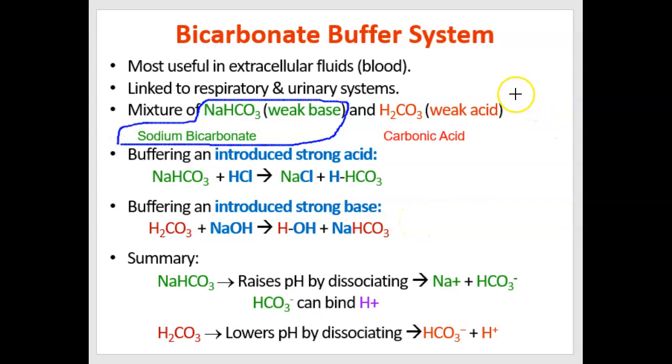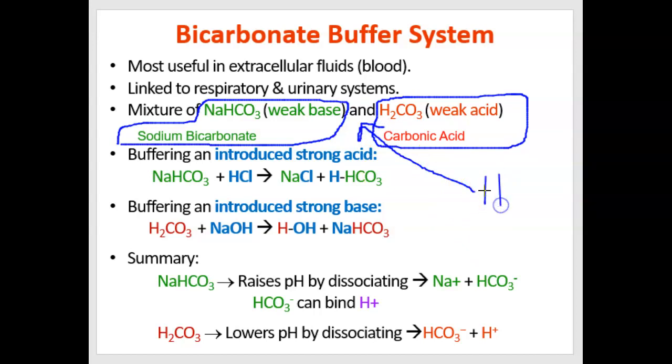And the weak acid is carbonic acid, which you have seen before. So this combination, this mixture, could buffer either a strong acid or a strong base. So let's take the example of a strong acid being introduced into this mixture. A strong acid, and the one I'm going to choose is hydrochloric acid. It's written in blue in that chemical equation right here.